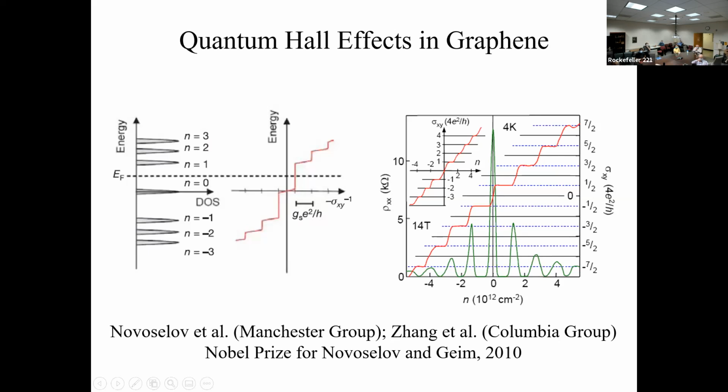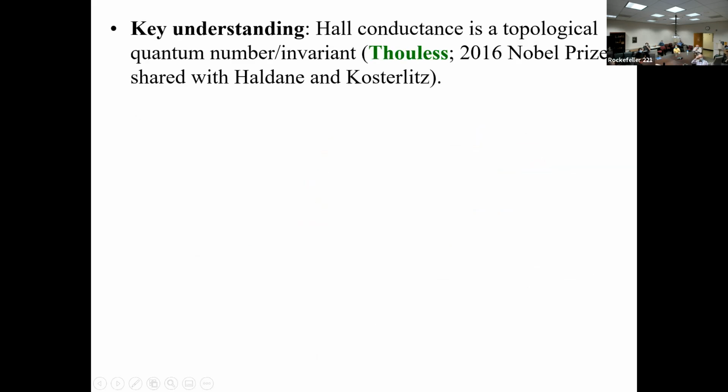So the final one, or the fourth one, is actually the most recent Nobel Prize for condensed matter. That's the 2016 Nobel Prize. And in particular, I'm highlighting the contribution of David Thouless, who for the first time pointed out that the origin of this quantization is actually topology.